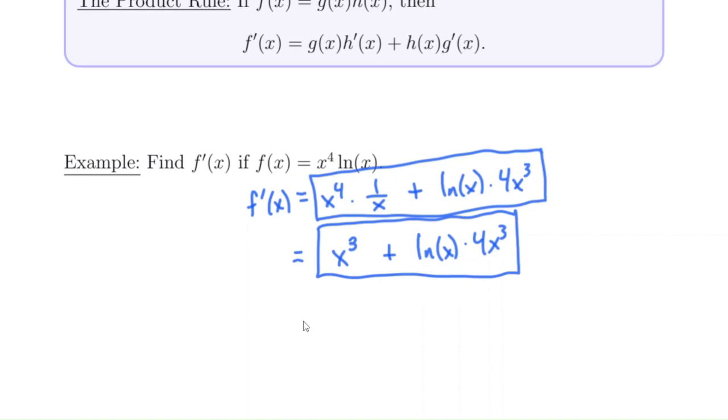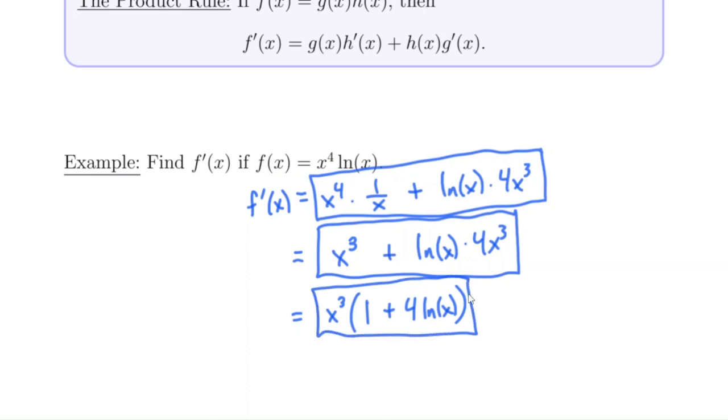In fact, you could even go a step further and notice that you really have two terms here. You have this x cubed, and you have this other term over here. Both of those have an x cubed in common, so you could factor out the x cubed and write it as x cubed times 1 plus, well, what we're left with over here is ln of x times 4, or 4 times ln of x. Any one of these three answers is the correct answer.